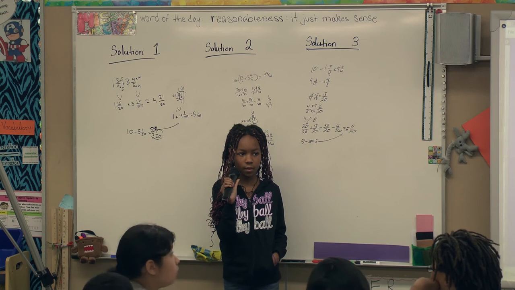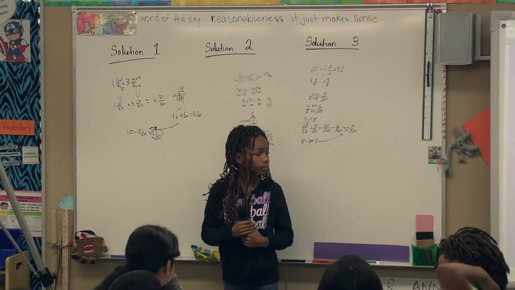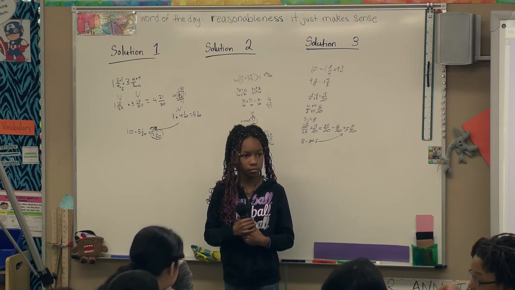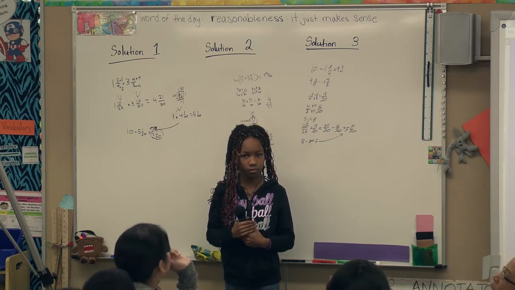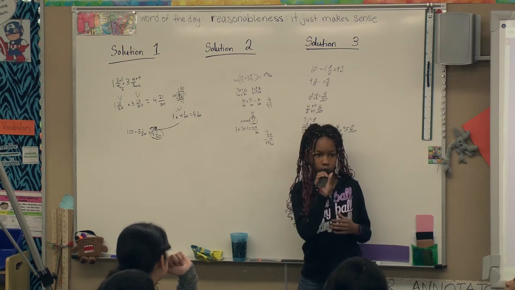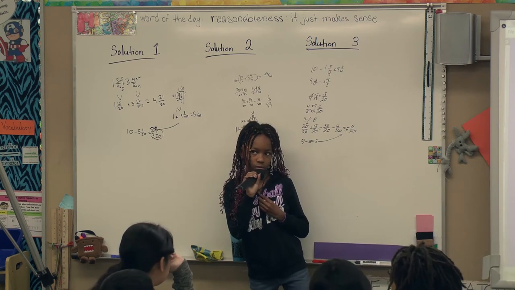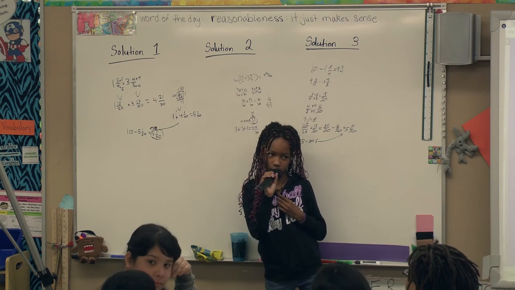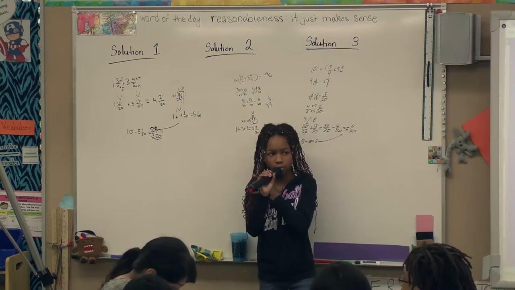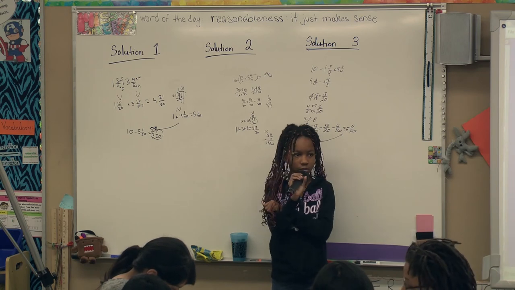And here's what I want to know. Why aren't we talking about the problem? We're showing our math, but our math goes back to the problem. How do you know Mrs. Smith has 5 1/20 left of her salt? Well, she has 5 cups and 1/3 cups. So that's how much she has of salt left.